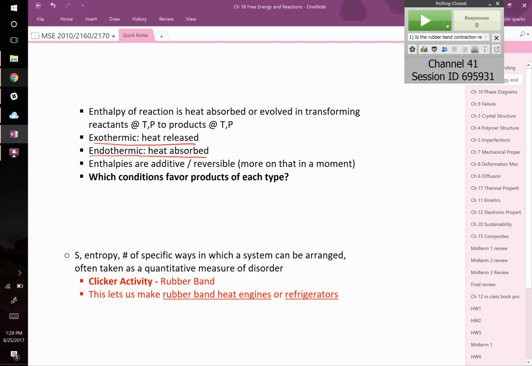What on earth is entropy? Yeah, the degree of randomness. That's the usual answer you get here. Here we've got it from a different book, saying the number of specific ways in which a system can be arranged.